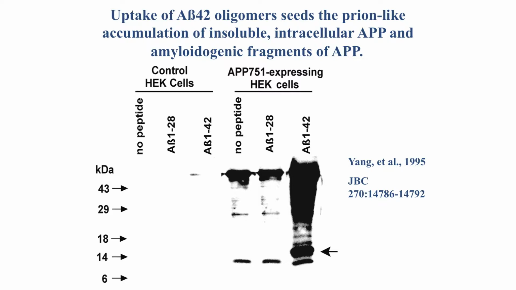And what happens is that these are the cells that are expressing APP. These are cells that don't express APP. And you can see that when we treat them with A beta 42 aggregates, all of this amyloid precursor protein has now become aggregated and insoluble. And this arrow points to the beta secretase cleavage fragment of APP, which is the immediate substrate for gamma secretase. This is the bad guy, and this is now aggregated.